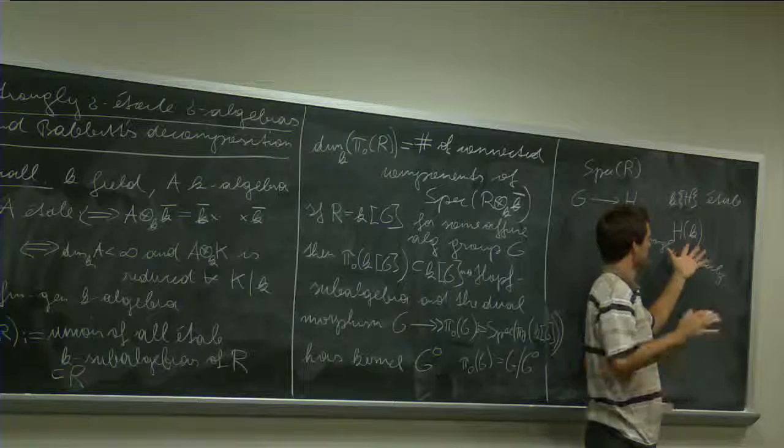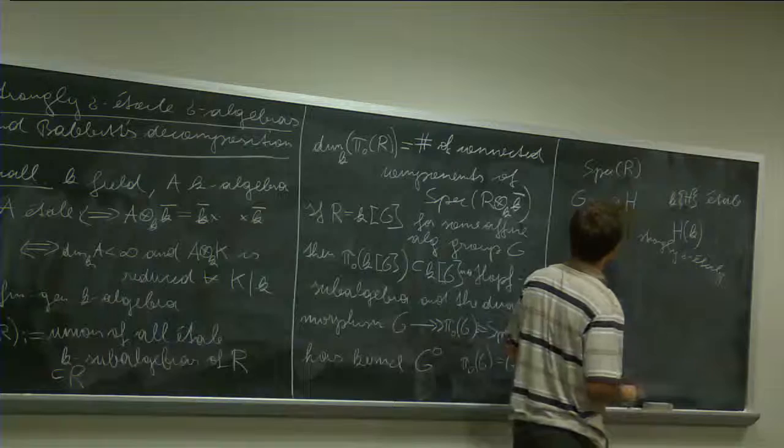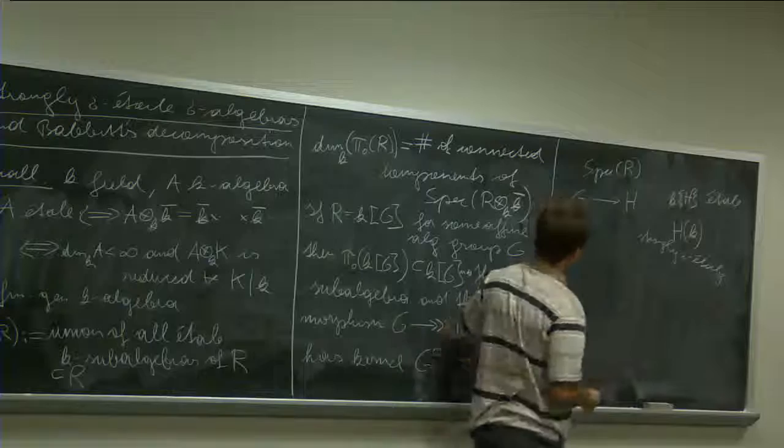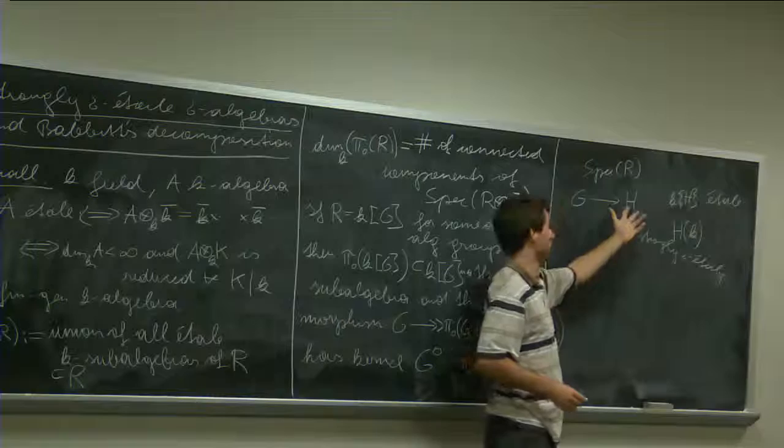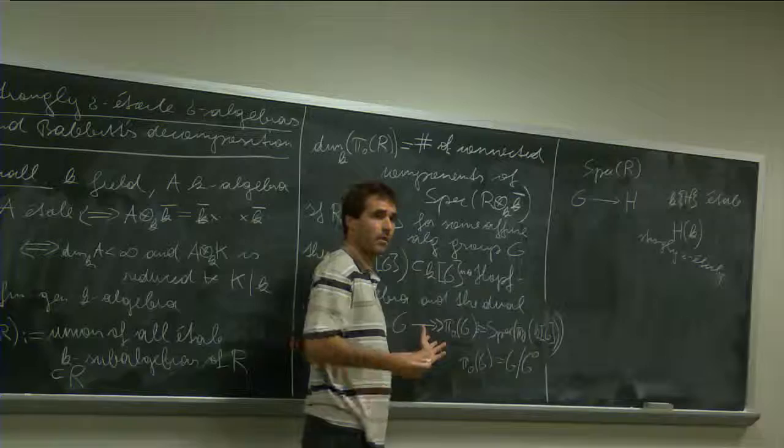Okay, so this is just some property which is more or less the same as saying that this is finite, okay? And then you can show that among all these morphisms there exists a universal one, and this universal one is then this morphism. But precisely, what are the conditions on K?